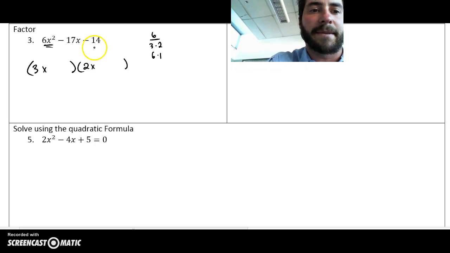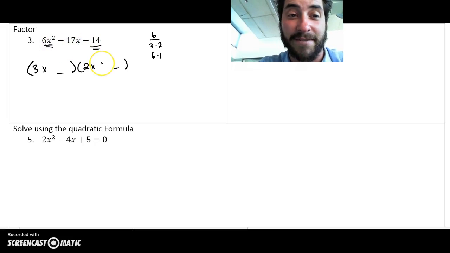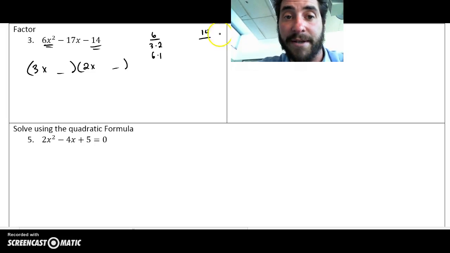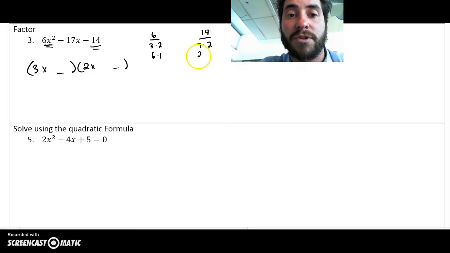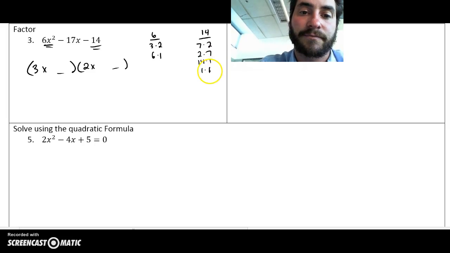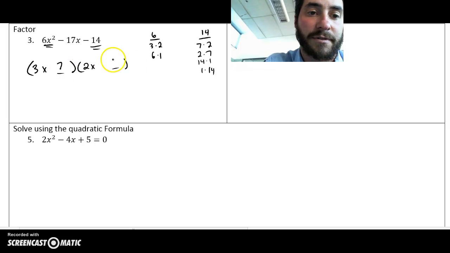In my experience, those tend to be the ones that are the answers. And then I'm going to see what two numbers multiply to make 17. When I multiply everything together here, I should get 6x squared minus 17x minus 14. So, what ways can we make 14? Well, there's 7 and 2, 2 and 7, 14 and 1, 1 and 14. I believe that's it. So let's try the 7 and the 2 first.